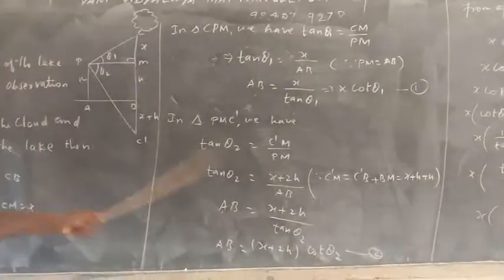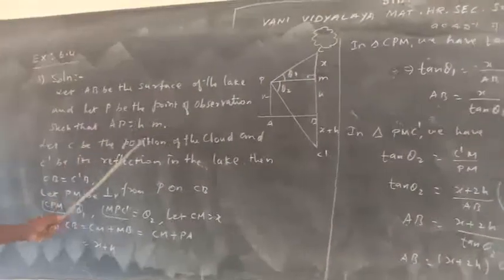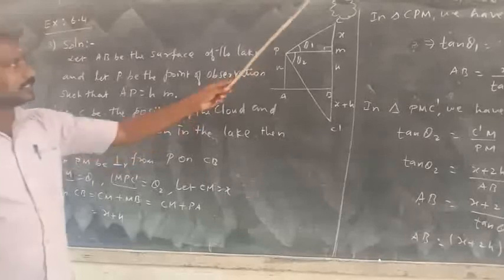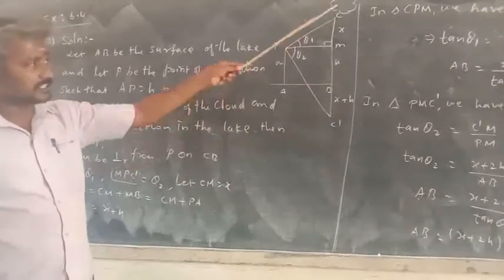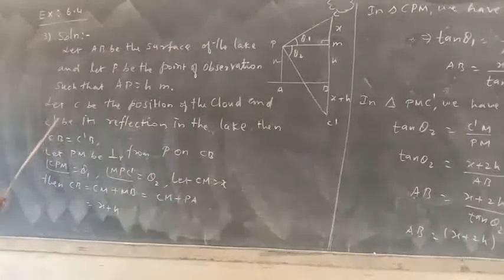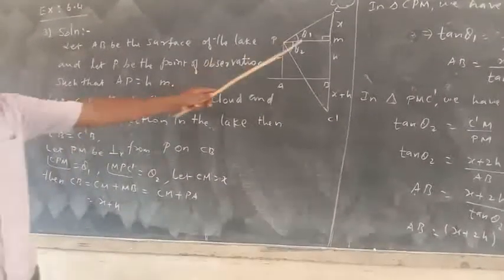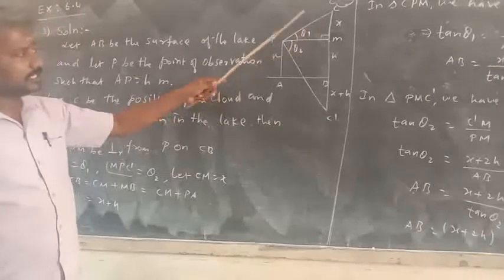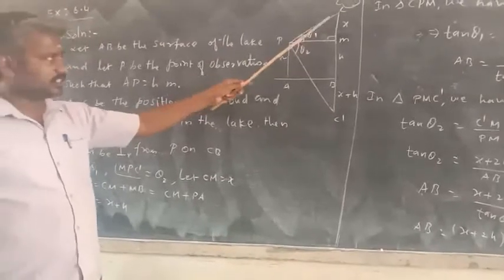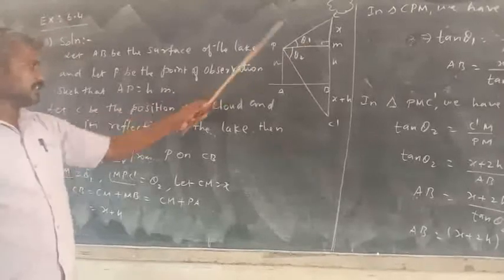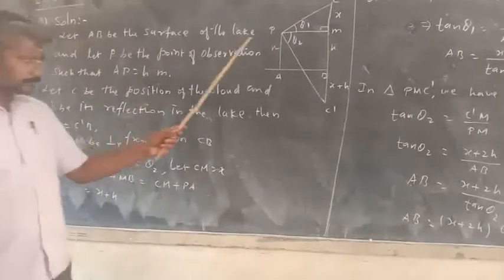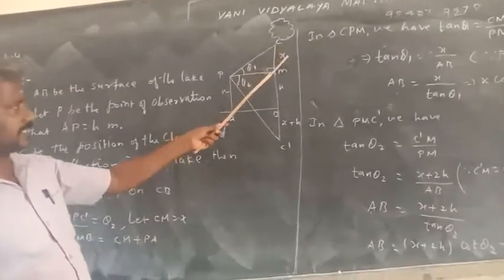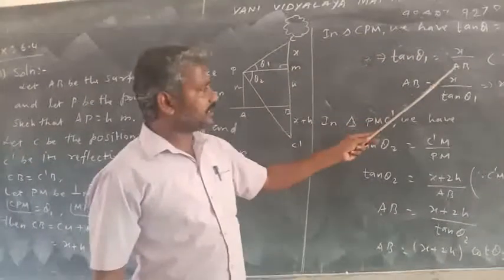Once more, let me explain this step. In the sum, AB is the surface, P is the point of observation, C is the cloud, and C dash is the reflection of the cloud. In triangle MPC, this is theta 1 and this is theta 2. First take this triangle and next take this triangle. Both are right angle triangles. By the right angle triangle formula, tan theta 1 is opposite by adjacent, so the opposite side is X by PM.